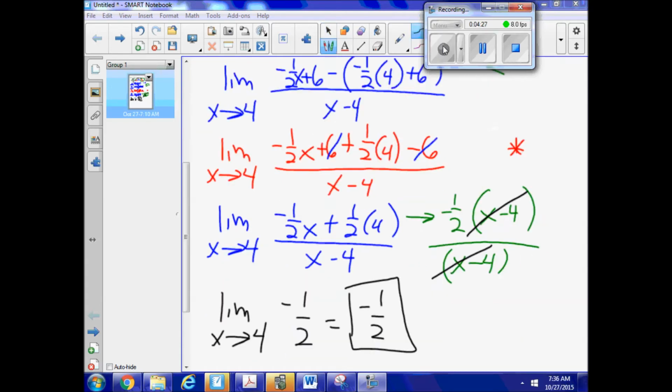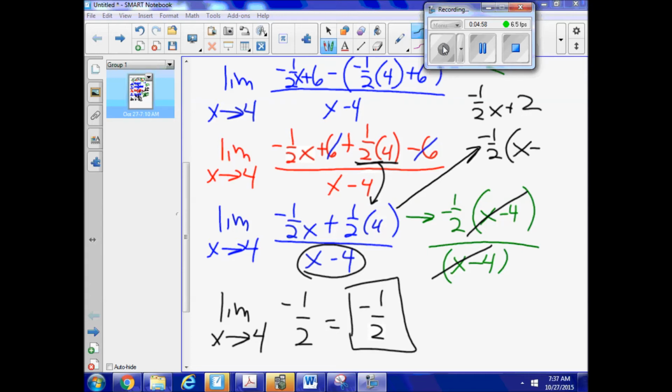Secondly, when I decided to keep this piece right here as 1/2 times 4, I didn't really have to do that. I could have done what any normal person would have done and made this negative 1/2 x plus 2. And knowing that I had this denominator, I could still have pulled my negative 1/2 out of this, and it still would have been times x minus 4. So simplifying it to 2 really wouldn't have made much of a difference. It would have worked out the same. I just thought it would be a little bit easier for me to see it going this way, which looks a little bit less conventional.